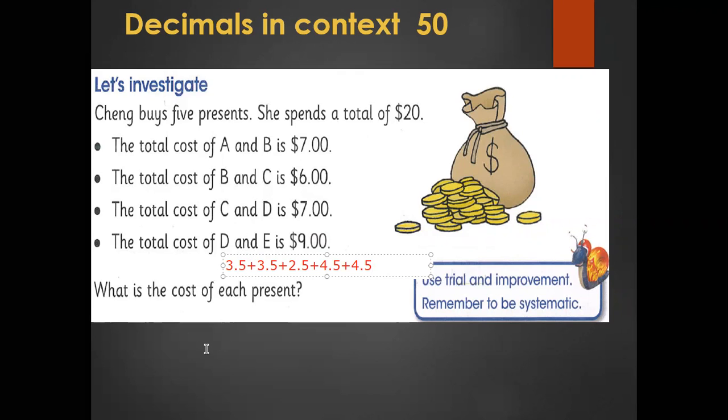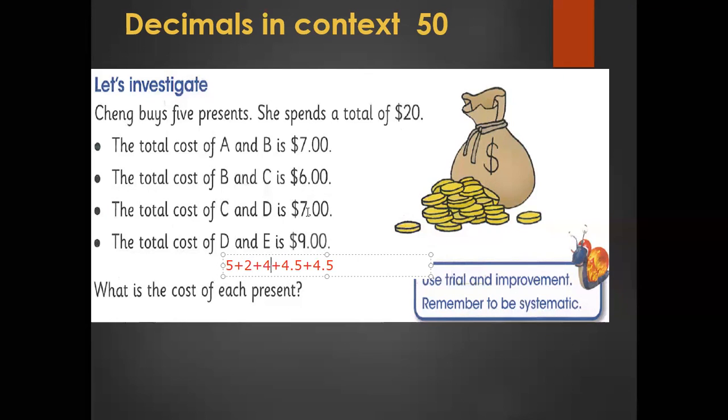Why? Because it's less. She spent $20. So let's suppose we give it 5. If A is 5, then B is obviously 2, because 2 plus 5 is 7. So according to this, A is 5, B is 2. Okay, now if B is 2, what is C? C must be 4. Okay, let's suppose C is 4.